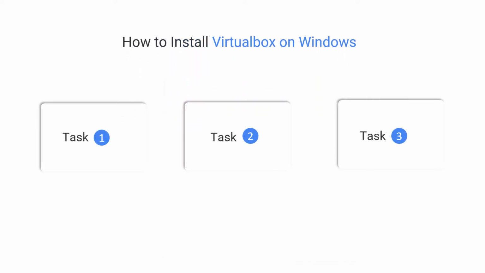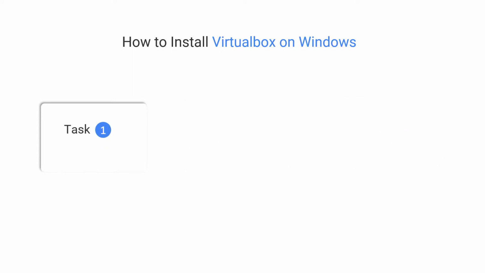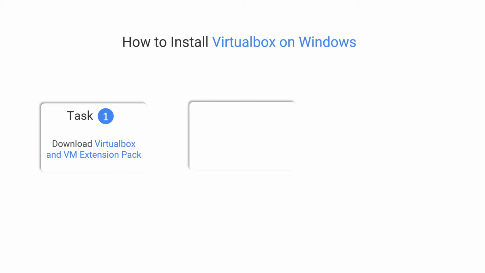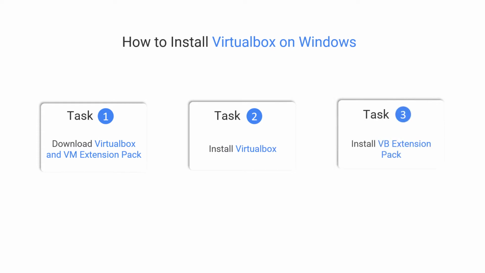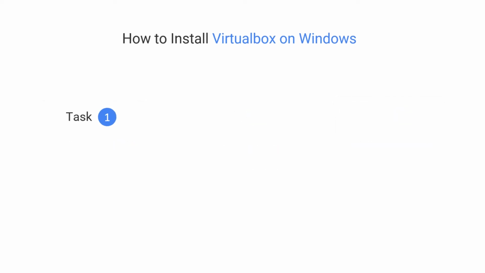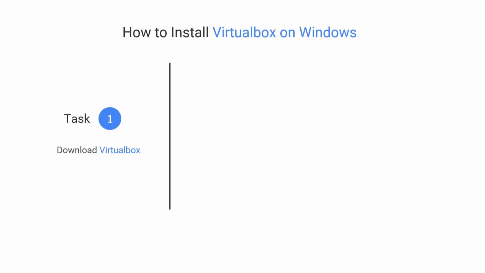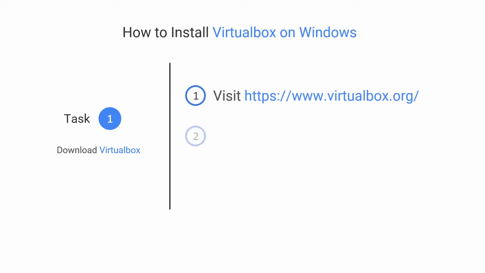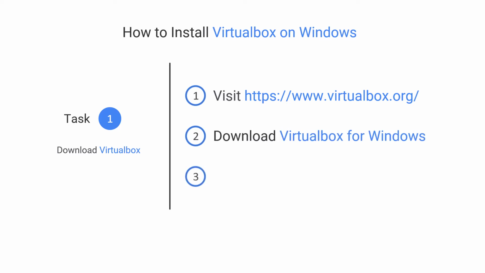We will be performing 3 tasks in this video. Task 1 is to download VirtualBox and VM extension pack, task 2 is to install VirtualBox on your Windows operating system, and task 3 is to install VB extension pack. If you come to task 1, we will do 3 steps. First we will visit the VirtualBox website and download the VirtualBox tool and the VirtualBox extension pack.